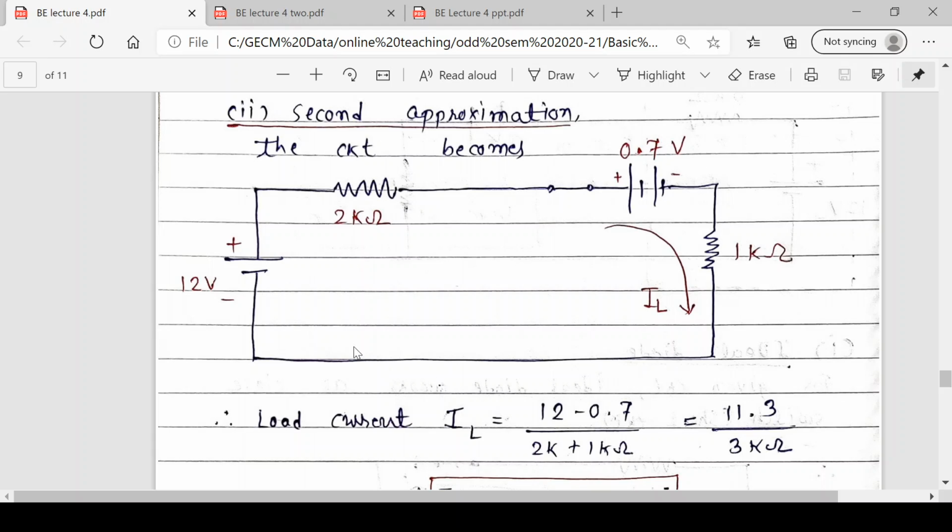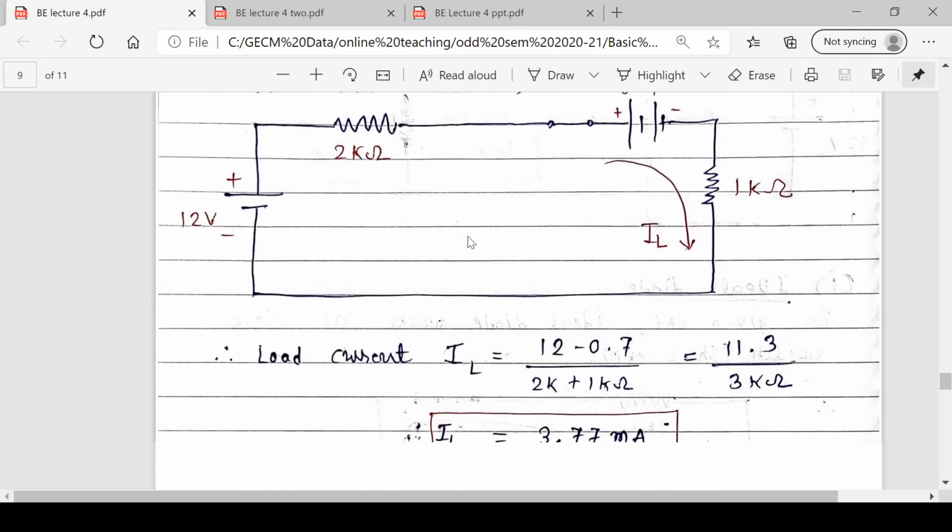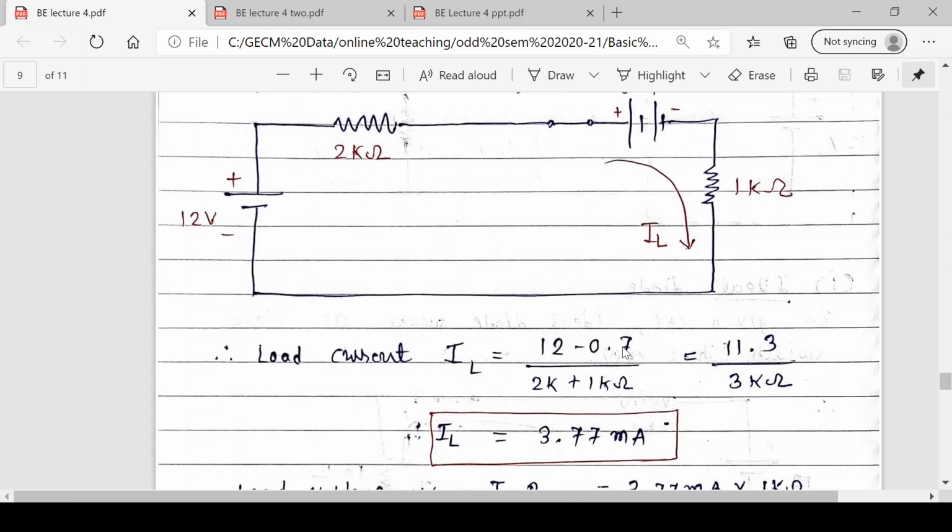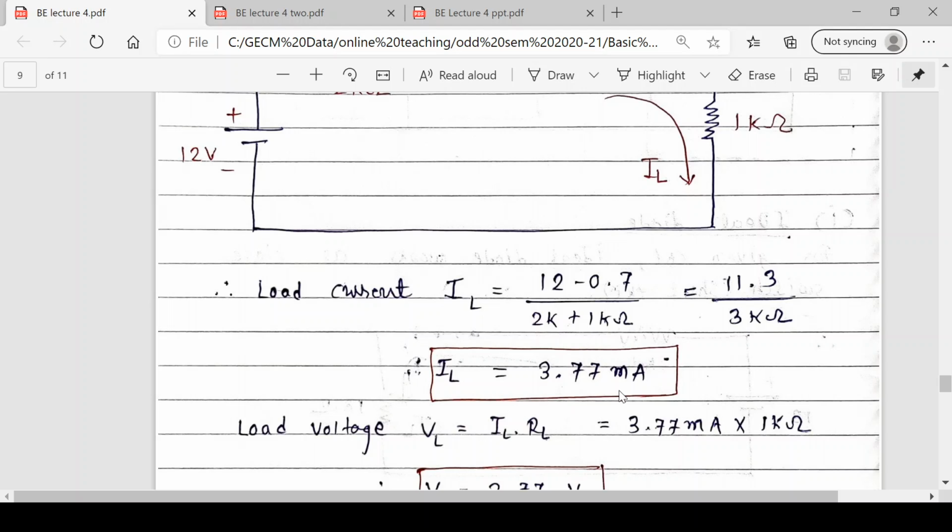Now let's find out the load current in the loop. There are two batteries, but if I move in clockwise direction, I come out of plus terminal of 12 volt and I come out of minus terminal of 0.7. That means both the batteries are opposite. So what will be the net voltage? 12 minus 0.7. What is the total resistance of the loop? 2K plus 1K, 3K. So your answer will be 11.3 upon 3 kilo ohm. Load current is 3.77 milliampere.